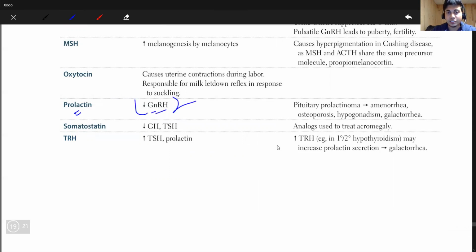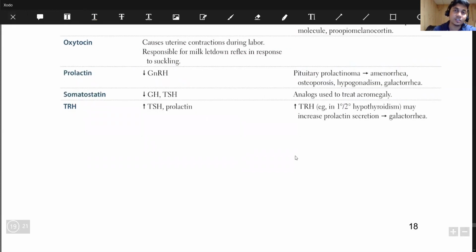Prolactin decreases the GnRH. Prolactin can be increased in pituitary adenoma, that means a tumor of the pituitary gland. If it is a prolactin-producing tumor, that leads to increased prolactin level in the blood, which leads to amenorrhea, because prolactin opposes your GnRH, gonadotropin releasing hormone, which eventually opposes the FSH and LH release, and there will be amenorrhea. And as FSH and LH are not released, estrogen and progesterone will not be released, and estrogen is a major regulator of bone formation in the female body. There will be osteoporosis, hypogonadism, and galactorrhea in male.